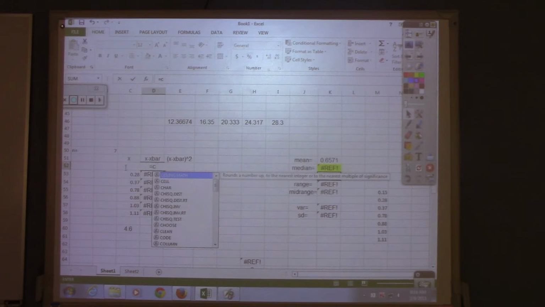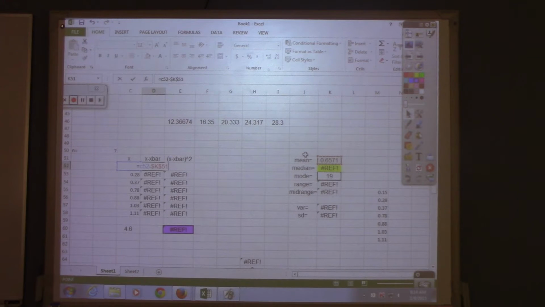C52 minus this F4. There we go. Range equals this guy minus this guy, and equals parentheses this guy plus this guy divided by 2. There. And variance should be correct, because all those should be right.